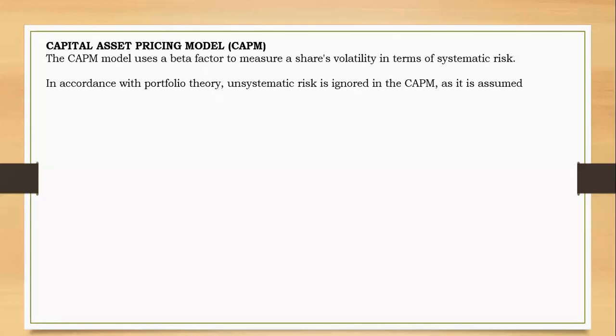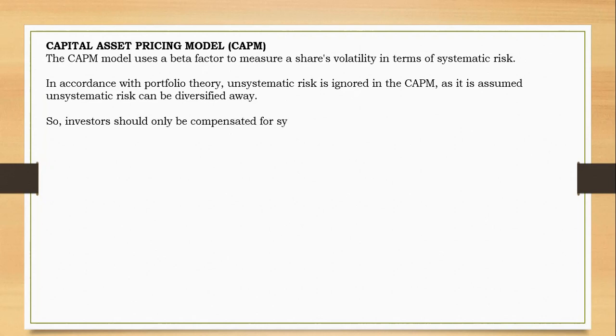And so investors have to be compensated only for the systematic risk which they can themselves not eliminate, right? For unsystematic risk, we presume that they can eliminate it by themselves. All right. And so we assume that unsystematic risk can be diversified. All right. So we say that investors should only be compensated for systematic risk. I think I've said that already. Okay, now let's go to this beta factor because it is used in the capital asset pricing model.